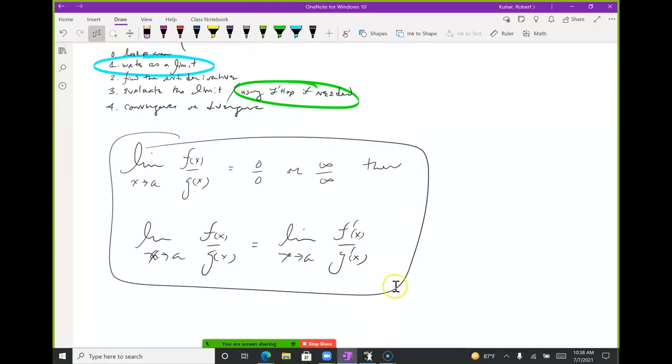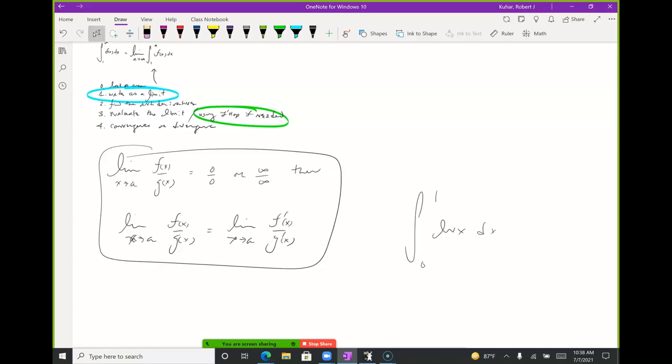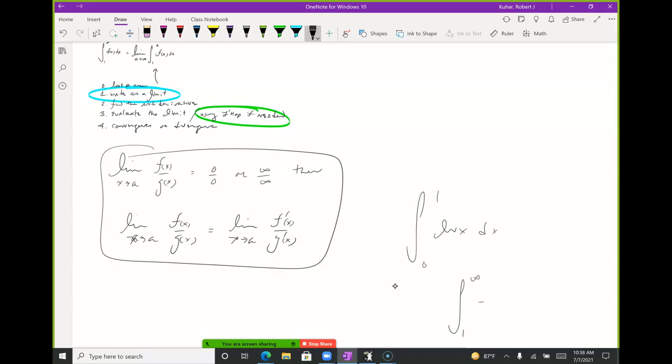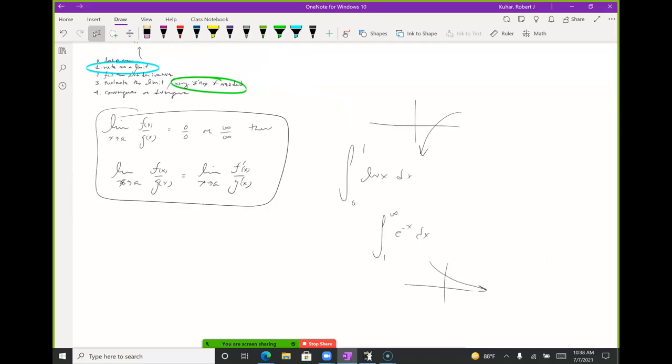The integral from 0 to 1 of ln of x dx is improper, and the integral from 1 to infinity of e to the minus x dx is improper, right? And if you're just looking at, is there a vertical asymptote, or is there a horizontal asymptote at one of the endpoints, where you're evaluating the integral. It could happen at both endpoints too, but I never put one on like that. So I didn't do any examples like that in class, and I never test on it. But it could happen at both endpoints.